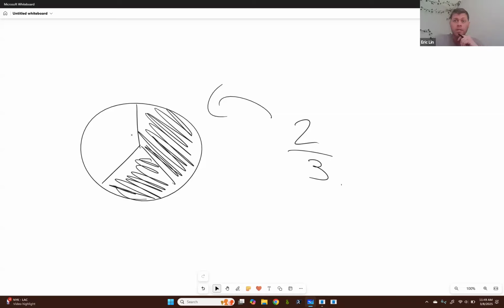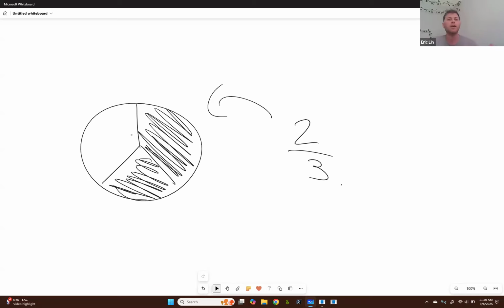So this would be a good thing to potentially practice. And if there are any parents watching along, this would be a good time to maybe pause the video and come up with some practice problems. You could shade in a certain amount of a circle that's cut into a certain amount of pieces, and ask the student to tell you what fraction this would be. Or you can start with a fraction and ask the student to draw a circle, cut it into the right amount of pieces, and shade the correct amount of pieces.